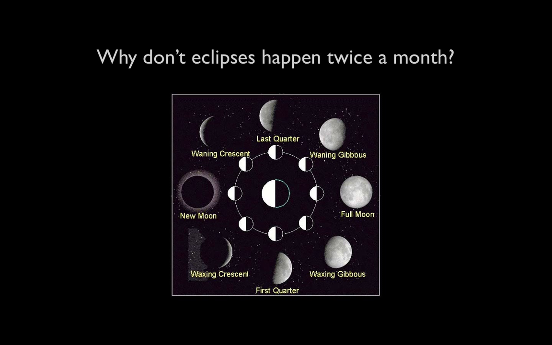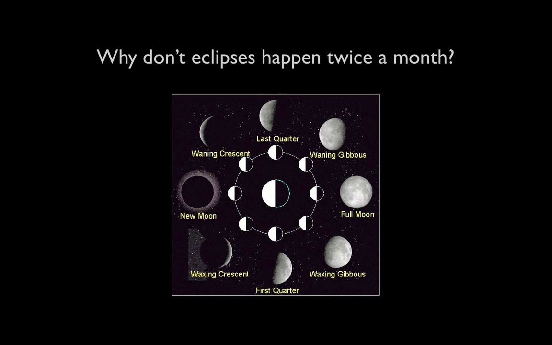But wait a minute, you say. If total eclipses happen when the moon is in between the Earth and the sun, at new moon, and lunar eclipses happen when the Earth is in between the sun and the moon, at full moon, then why don't eclipses happen every month? Twice a month, even? That's a very good question.